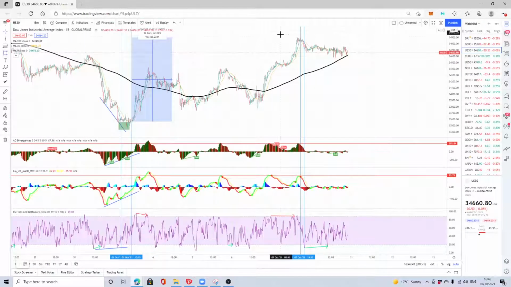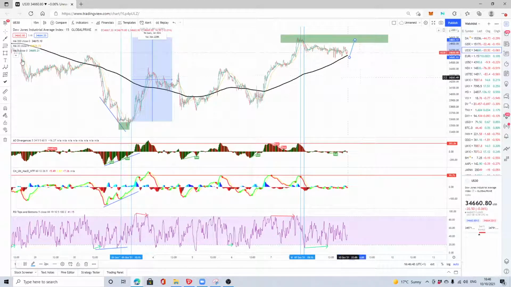So for me, in an ideal world, it would come back up. Again, we don't want to have to chase the first move down. Comes back up, and then it goes.